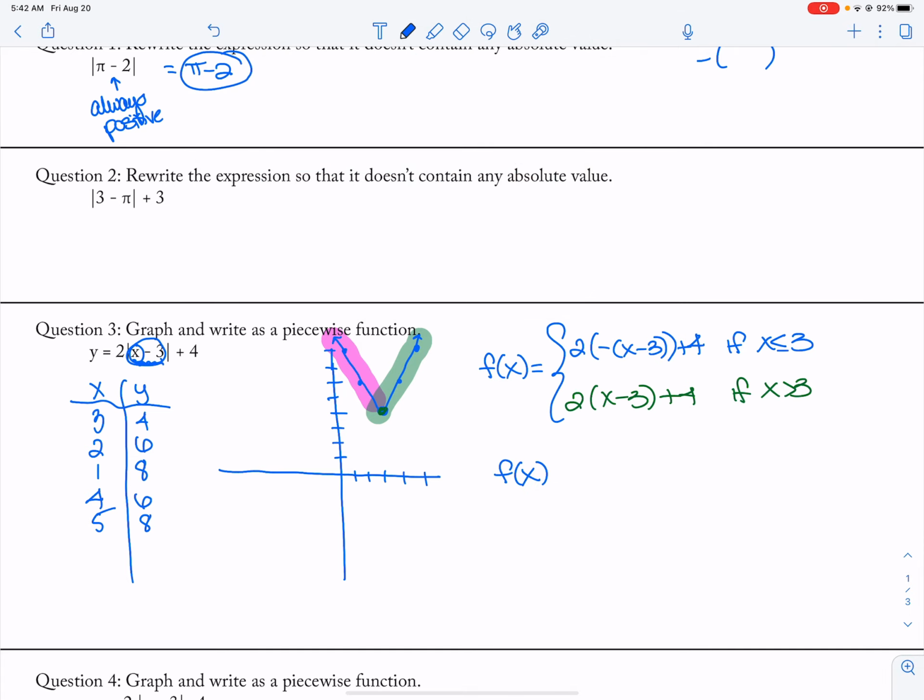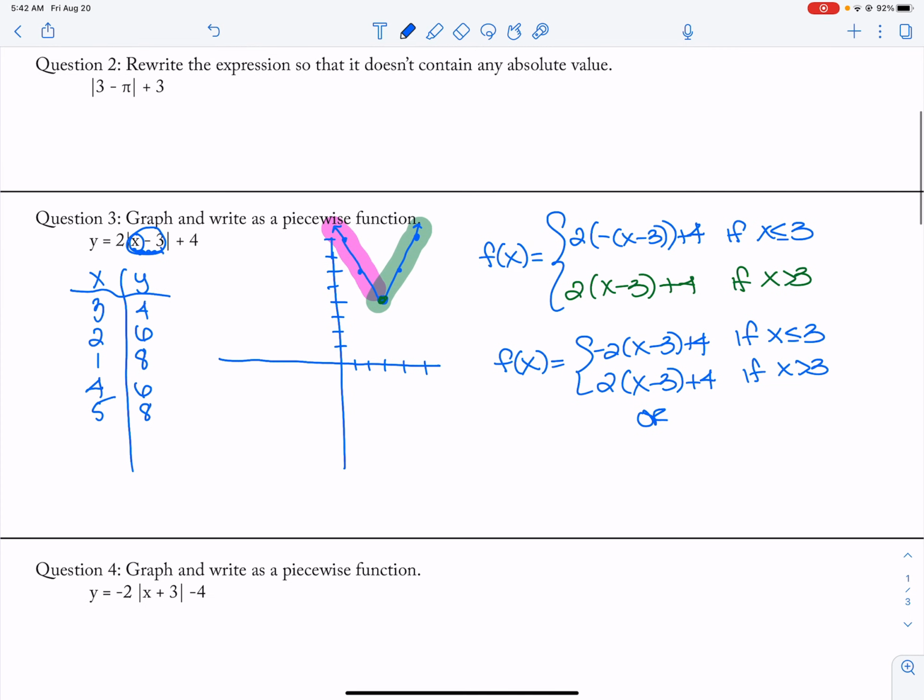And then I get f of x is equal to negative 2 times x minus 3 plus 4. I'm just cleaning it up a little bit so we don't have double parentheses. And then this is if x is less than or equal to 3, and the other piece if x is bigger than 3. Or I could have rewritten this as f of x, choosing the other one to have the equal bar.